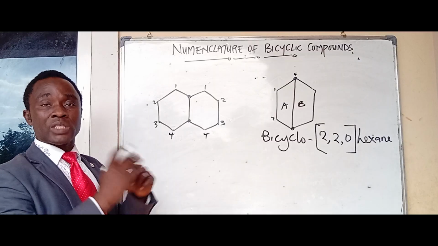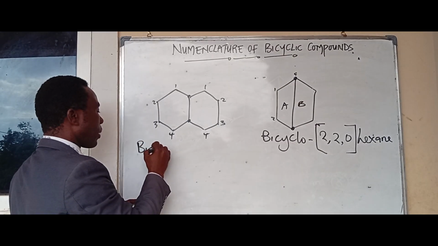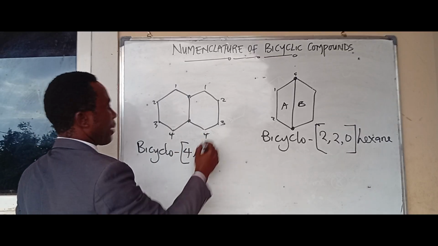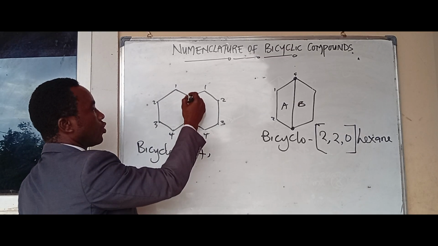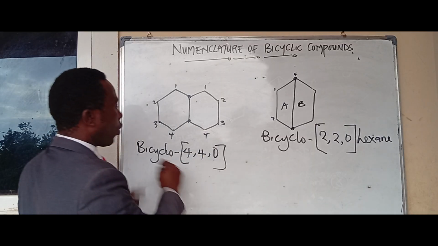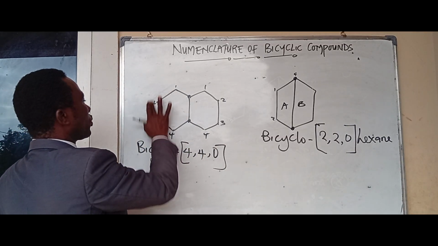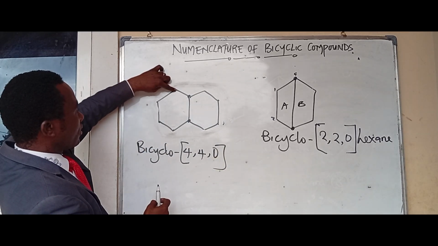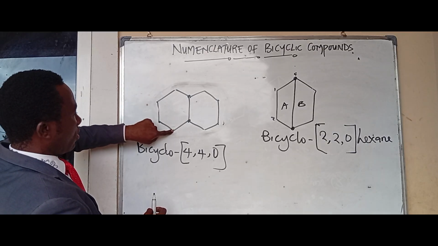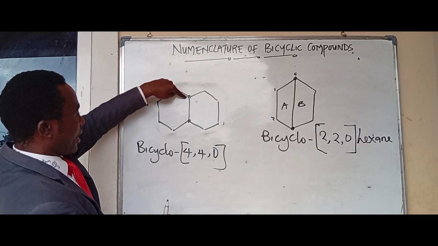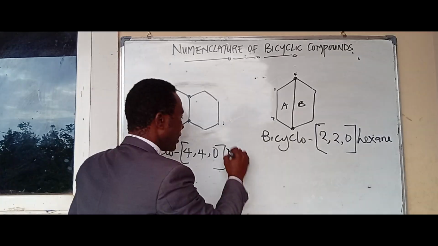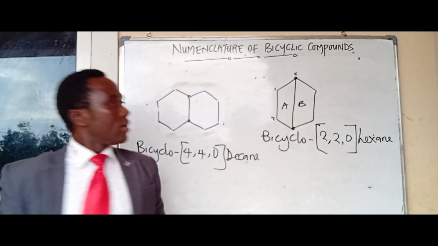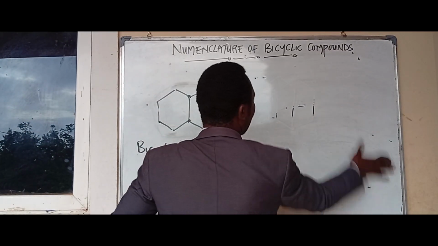So what will be the name? The name will start with bicyclo. How many carbon here? 4, comma. How many carbon here? 4. Any carbon within the two bridge? No. It becomes 0. So what is the total number of carbon? Now, if we number to get the total number of carbon atoms that the compound has, it is 1, 2, 3, 4, 5, 6, 7, 8, then 9, and 10. That is decane. So the compound is bicyclo 440 decane.